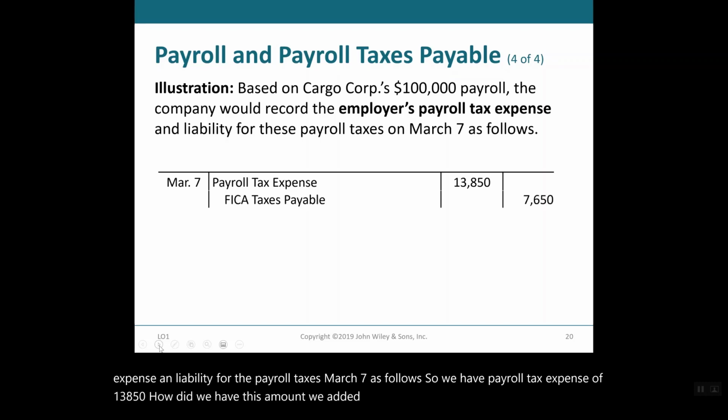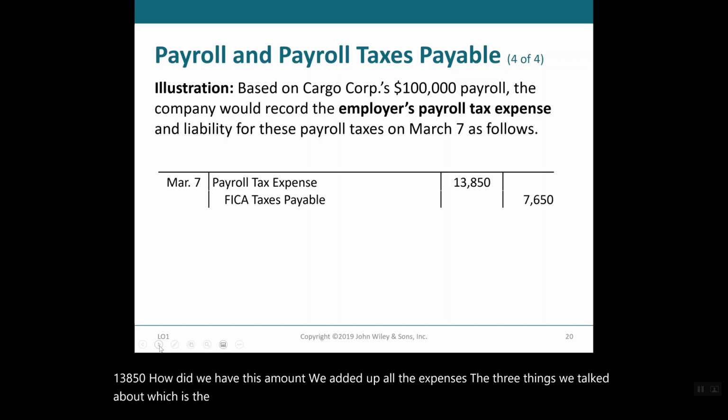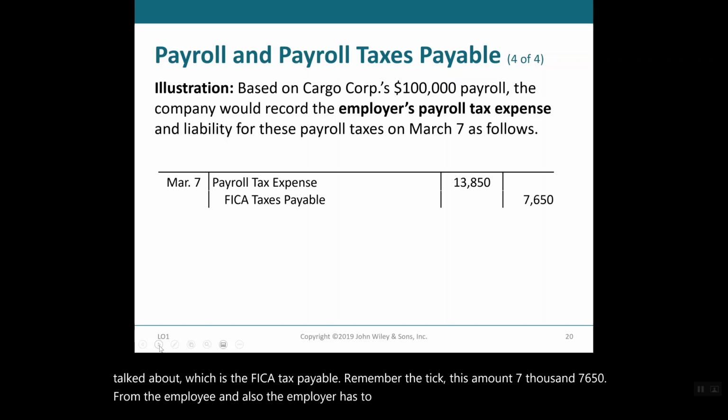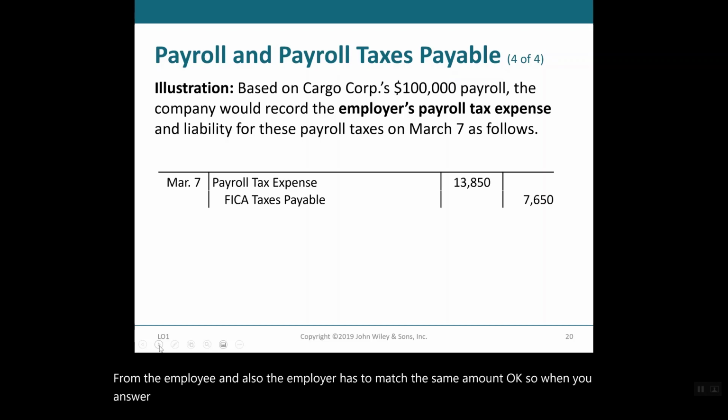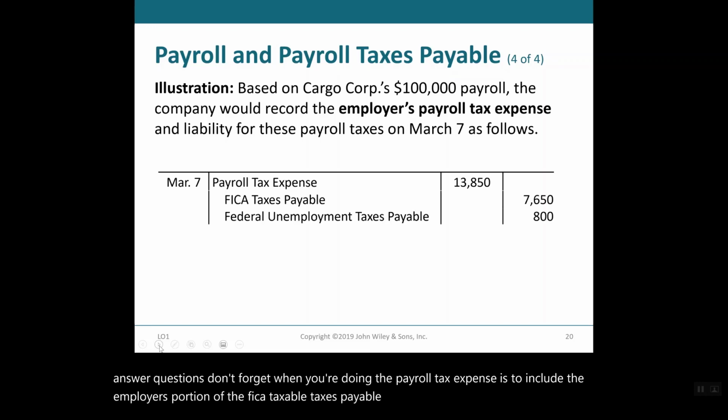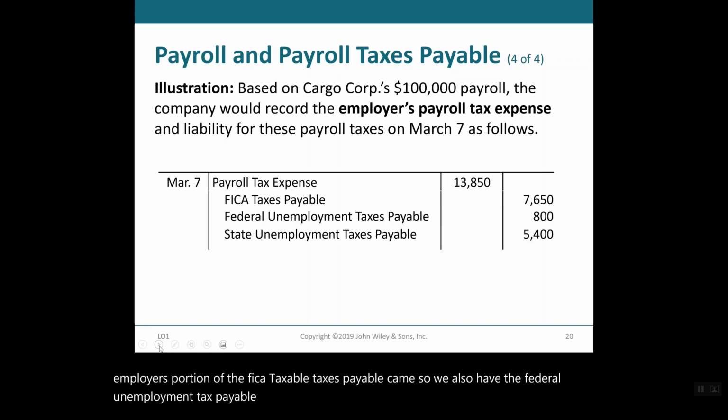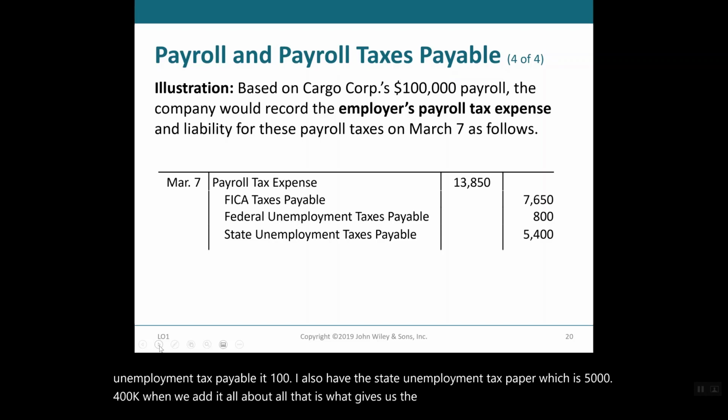We added up all the expenses, the 3 things we talked about, which is the FICA tax payable. Remember, you did take this amount, 7,650, from the employee, and also the employer has to match the same amount. Okay, so when you're answering questions, don't forget when you're doing the payroll tax expenses to include the employer's portion of the FICA taxes payable. Okay, so we also have the federal unemployment tax payable 800, and we also have the state unemployment tax payable, which is 5,400. Okay, when we added all that up, that is what gave us the 13,850.